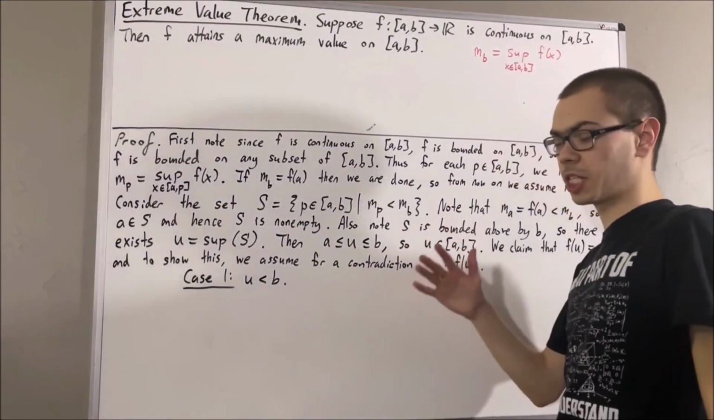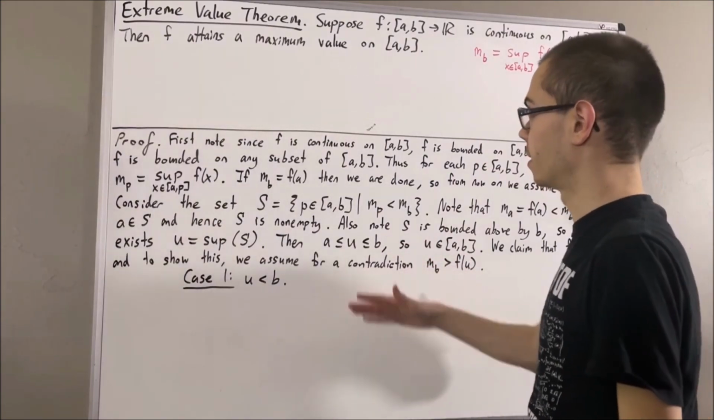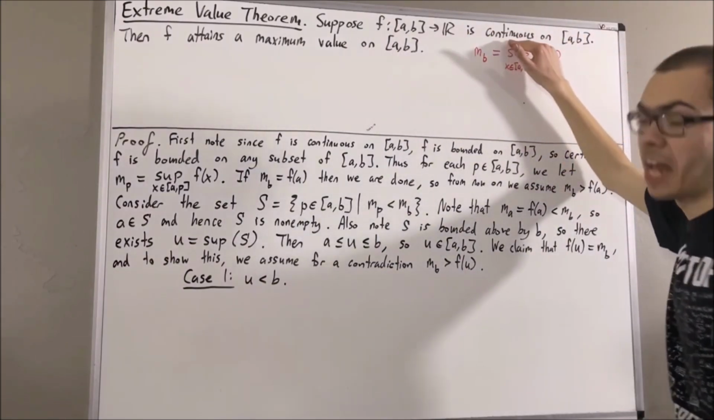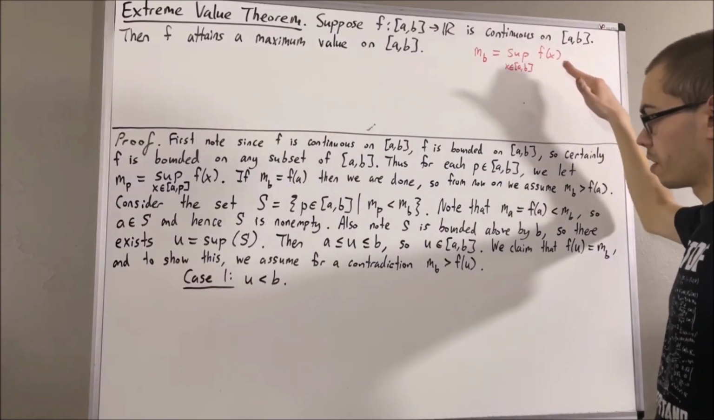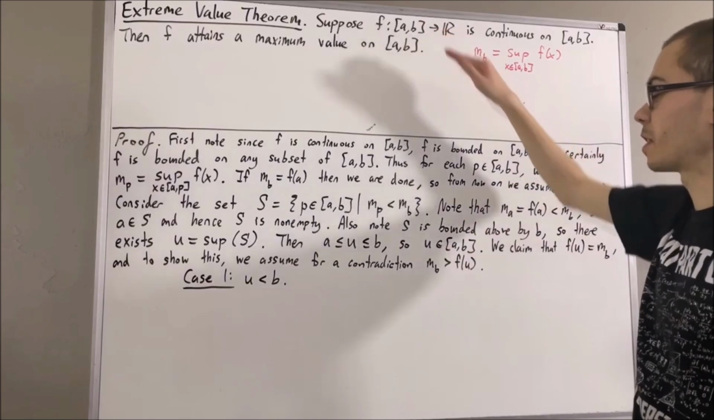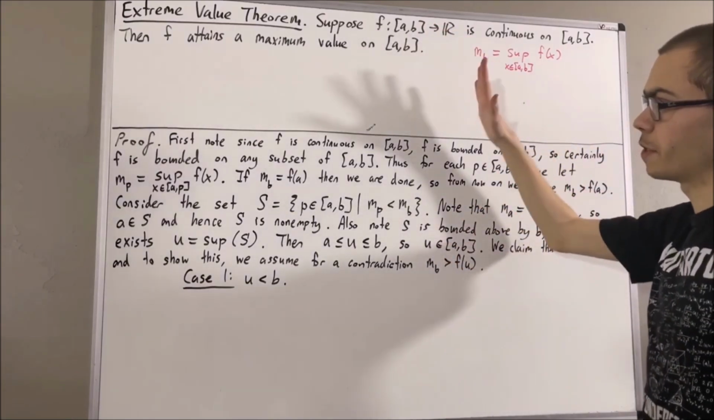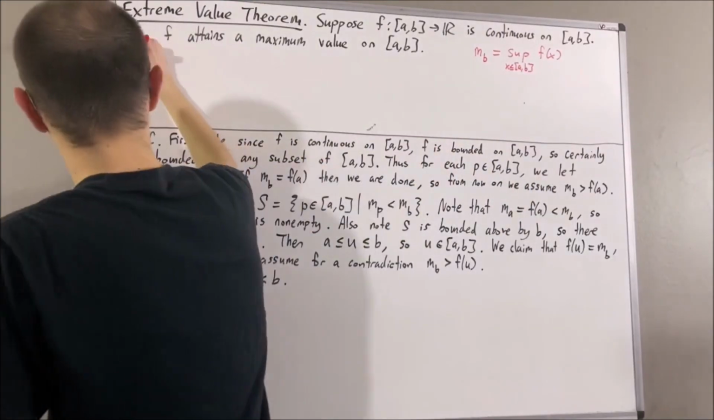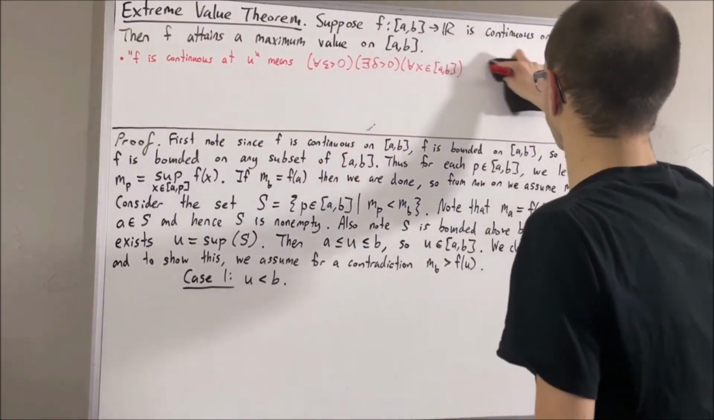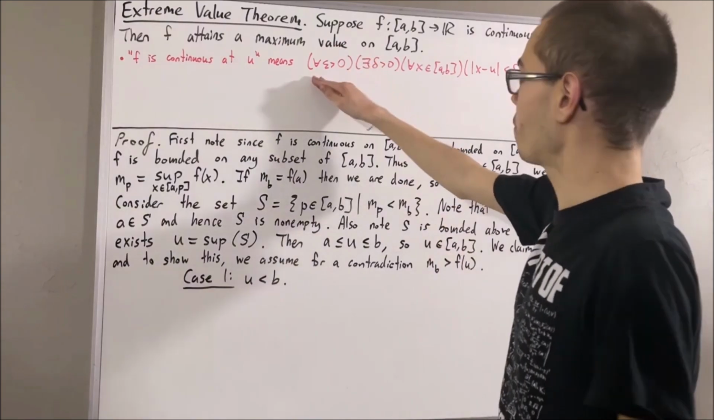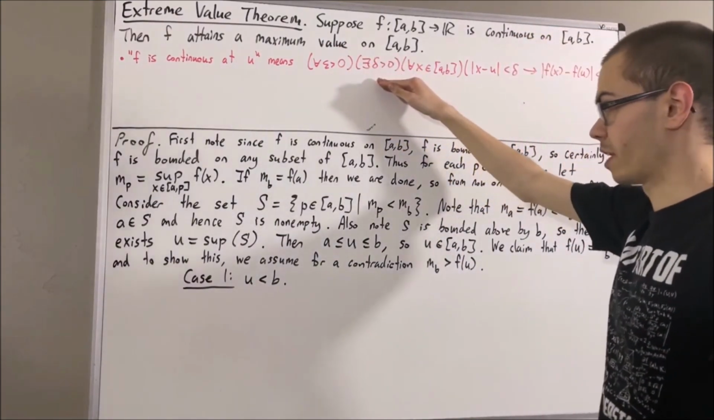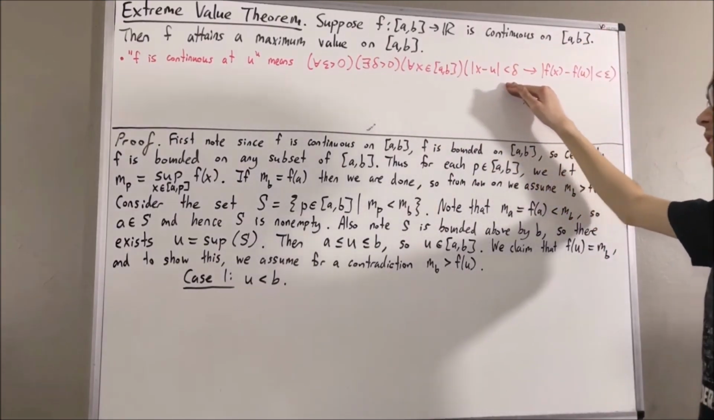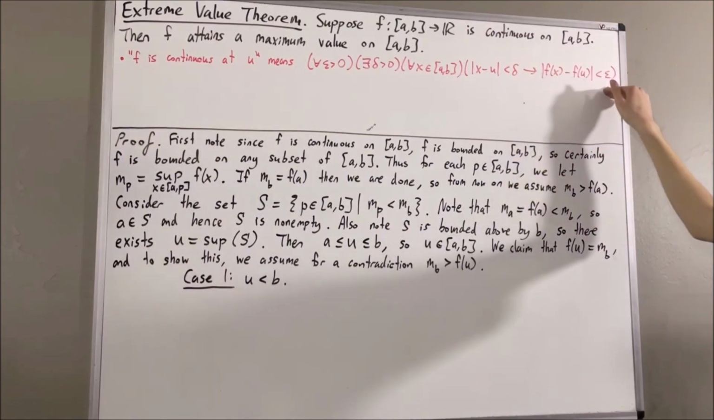So then, how are we going to reach a contradiction? Well, we're going to be using the fact that f is continuous on [A, B]. This just means that f is continuous at every point on [A, B]. So in particular, since U is an element of [A, B], we know that f is continuous at U. And by definition of continuity, to say that f is continuous at U means the following. It means for every epsilon greater than 0, there exists a delta greater than 0, such that for all x in the closed interval [A, B], if the absolute value of x minus u is less than delta, then the absolute value of f of x minus f of u is less than epsilon.